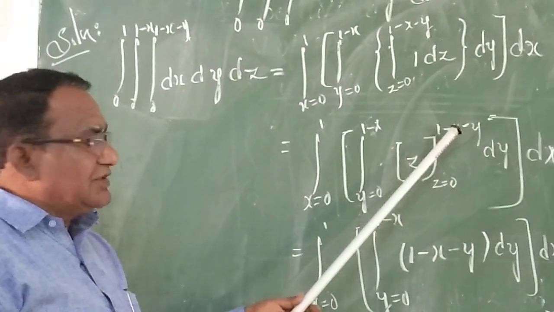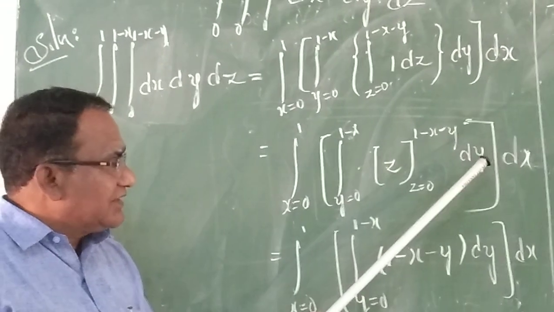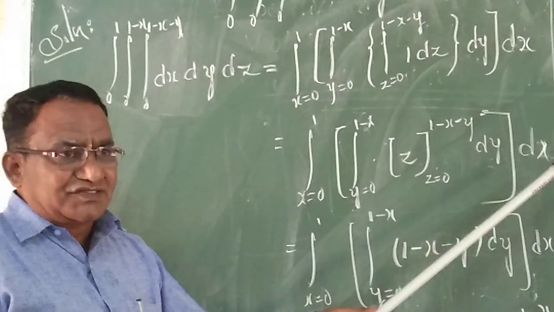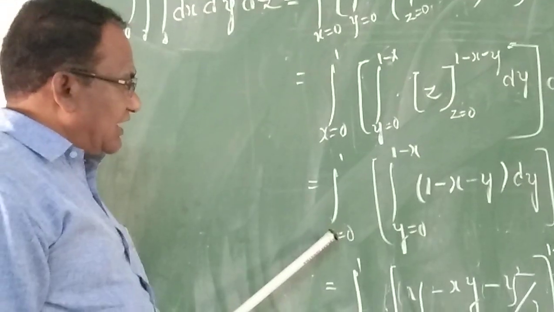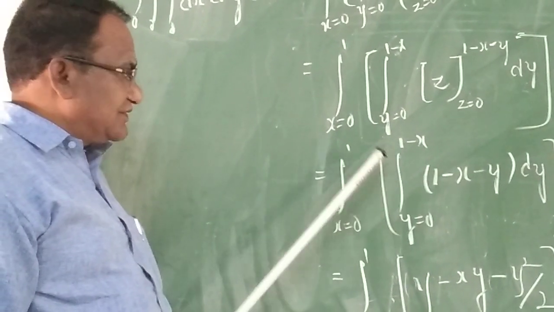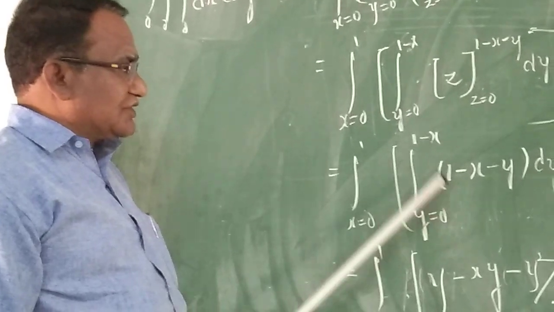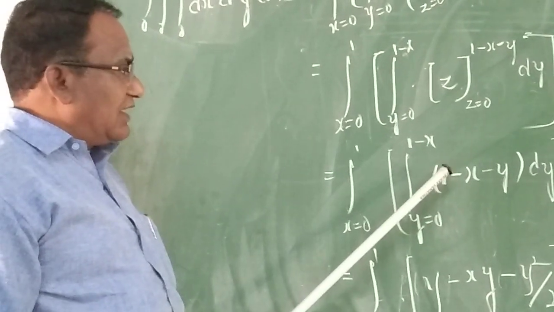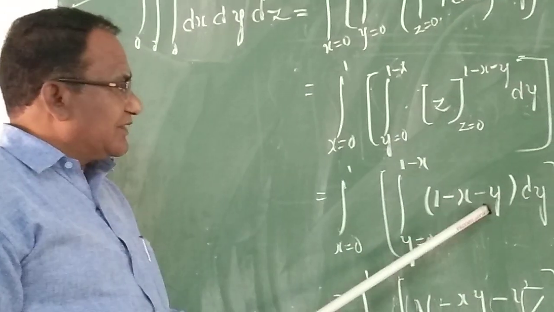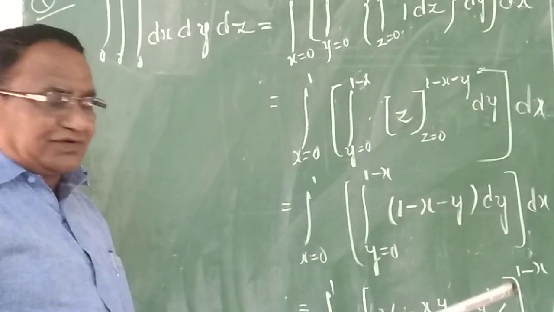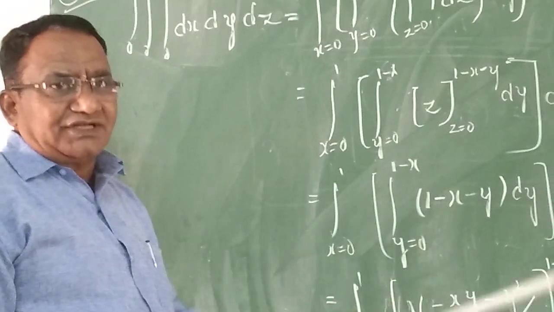Okay. Here integration of 1 with respect to z is z, and the limits of integration are from z is equal to 0 to 1 minus x minus y into dy, write it as it is, into dx, and apply the limits now. Integral x from 0 to 1, write it as it is, integral from y is equal to 0 to 1 minus x of z, upper limit 1 minus x minus y, z is equal to 0 means 0, into dy into dx.